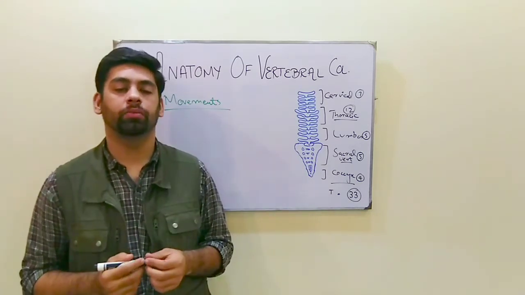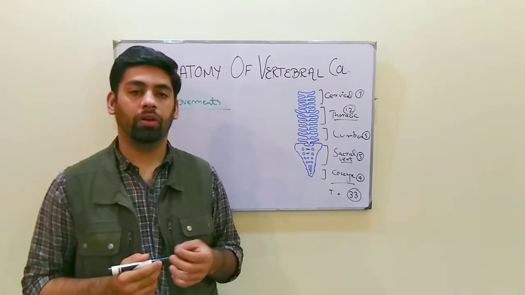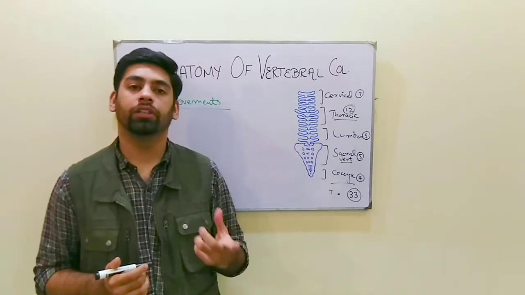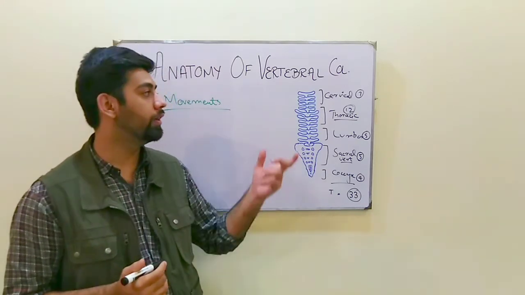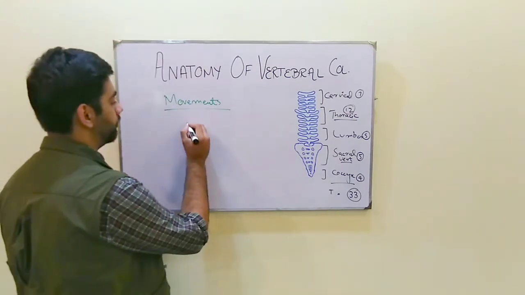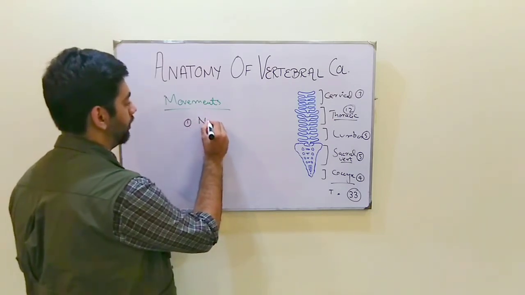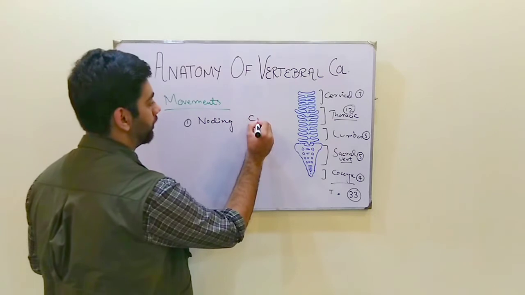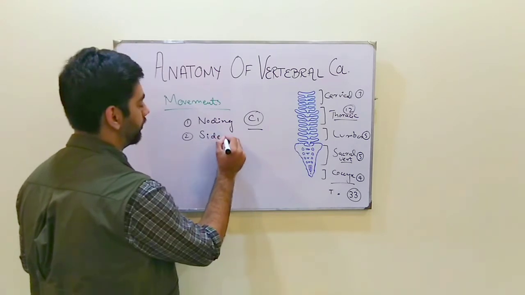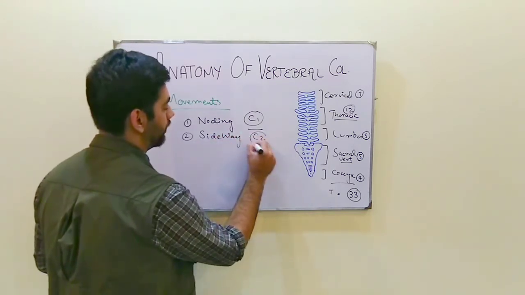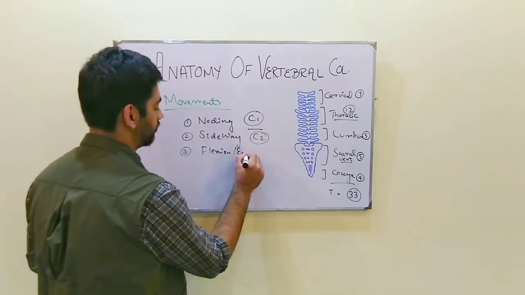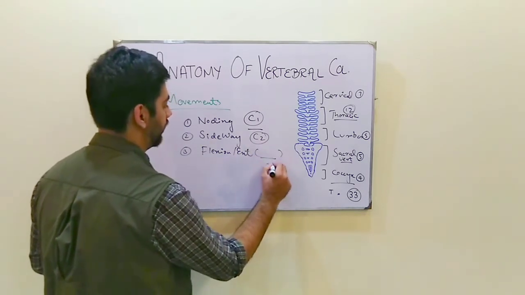Almost every type of movement is possible in the vertebral column, but it varies according to the region. For example, the sacral and coccyx regions allow some degree of flexion and extension movement, while the cervical region allows a greater degree of motion. So there are different types of movement that can occur. The nodding movement occurs at the cervical vertebra C1. Then there is sideways head movement, which is possible at C2. Then there is flexion and extension, which is possible at almost every vertebra.